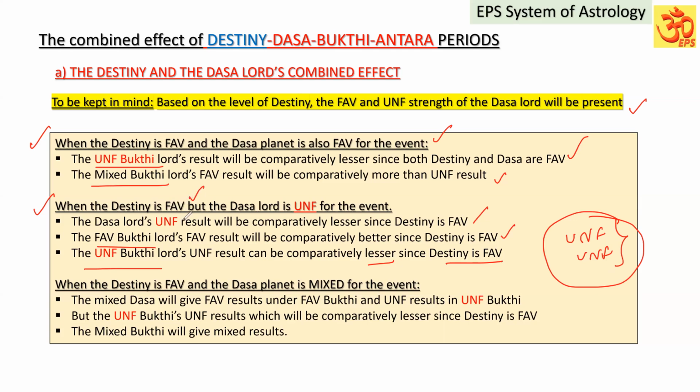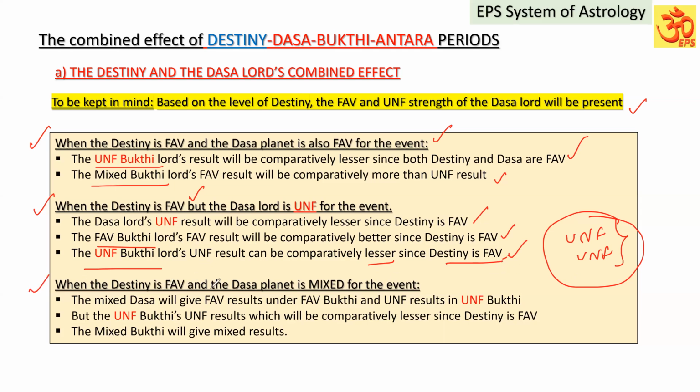Suppose destiny is favorable, and Dasa and Bugdi both are unfavorable. Obviously, it is going to be more unfavorable. But in this case, the unfavorable result of the unfavorable Bugdi will be comparatively lesser since destiny is favorable. So here I'm trying to give importance to the destiny, which we have to keep in mind.